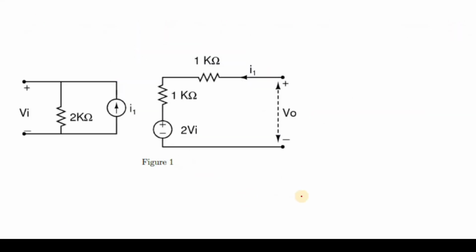For the circuit, they are asked to find the value of V naught by VA. Okay, V naught by VA. So from this loop, I can write the current flowing through this one is I1, right? So VA is equal to I1 into 2K. So what is V naught? V naught is equal to I1 into K plus I1 into K plus 2VA.